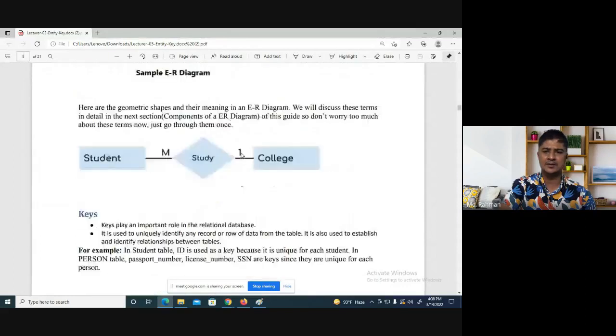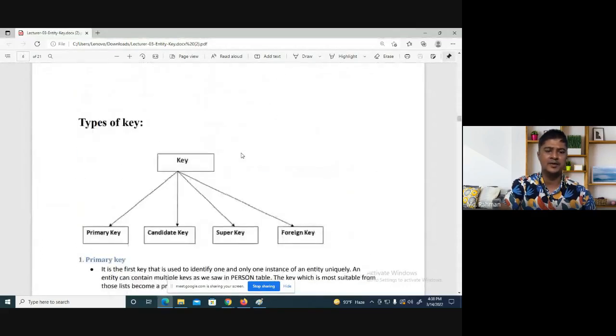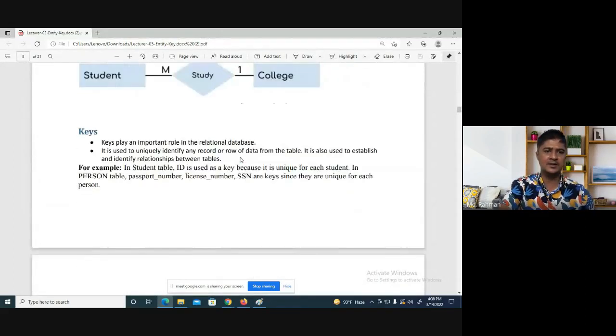What is the key? Why are we talking about the key and what is the importance of the key? This is very important to understand. It is used to uniquely identify any record or row. In a table there are many rows. It is also used to establish and identify the relationship between the tables. In the last class, I discussed the table and entity.